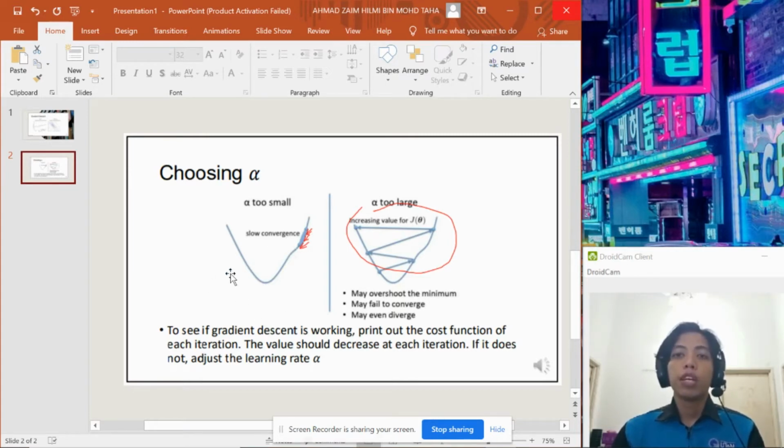However, if alpha is too small, gradient descent can be slow. This means the learning rate is slow to reach the minimum and will take a lot of steps. This is what we call slow convergence.